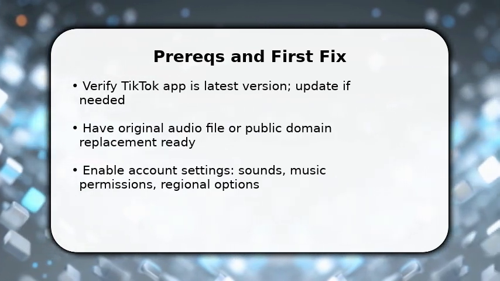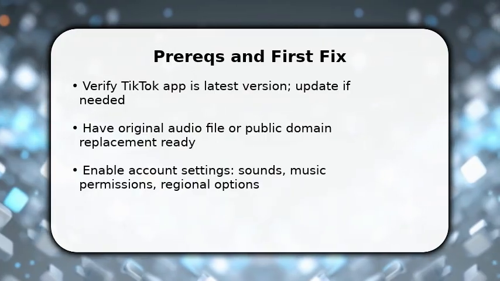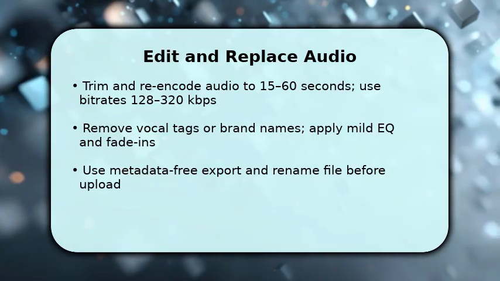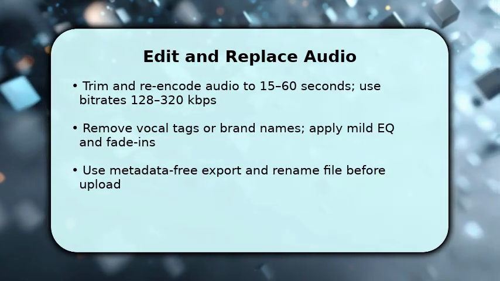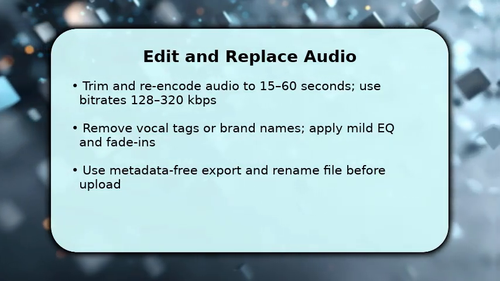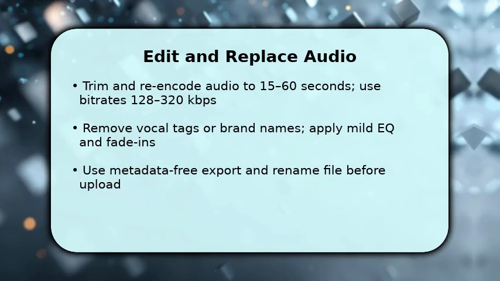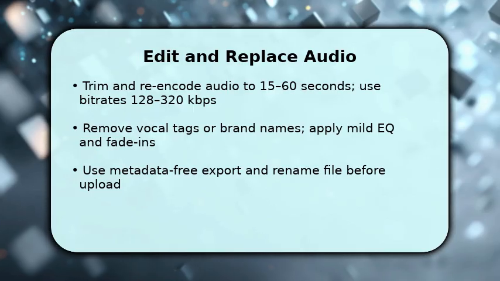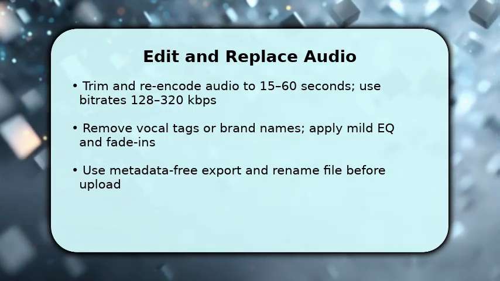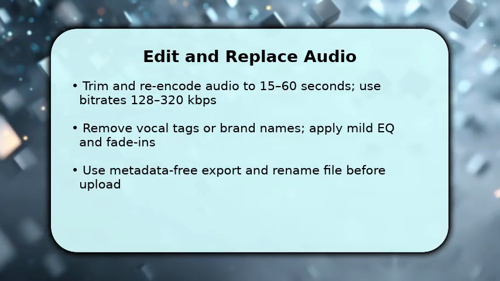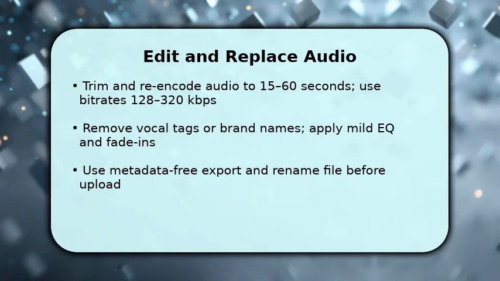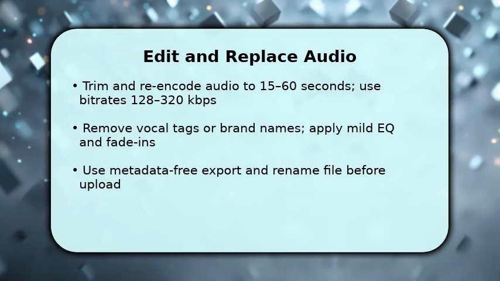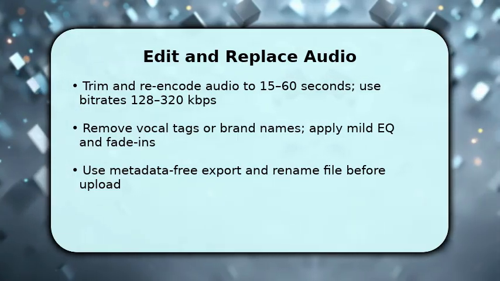You now perform the detailed editing that fixes commercial flags. Import the track into an editor, then trim to an appropriate length and re-encode at 128/320 kbps. This changes file fingerprints. Once done, remove any vocal tags or brand mentions and apply subtle EQ or a short fade-in to alter detectable markers. Avoid heavy effects that degrade quality. Export without metadata and rename the file, because embedded tags can trigger filters.